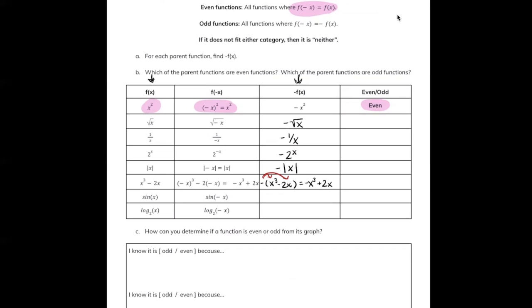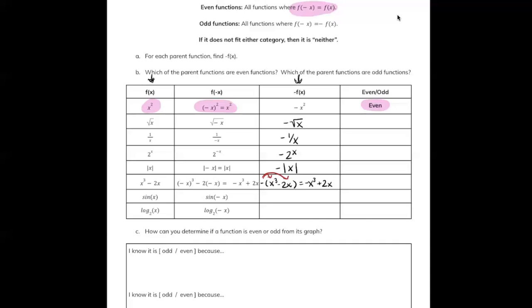Now our next one, the hyperbola. We have 1 over x, 1 over negative x, and then -1 over x. These two look the same. So if these two columns look the same, if when I plug in a negative x I get the negative of my initial function, I end up with an odd function. So this is odd. If I look at the next one, 2 to the x, 2 to the negative x, and -2 to the x are all different. So these are neither.